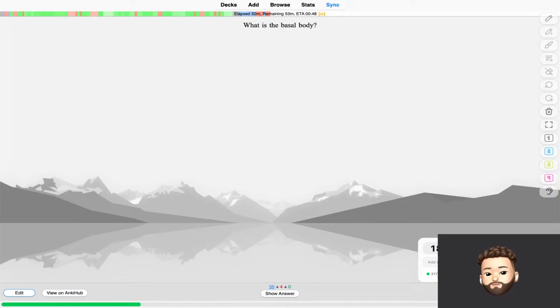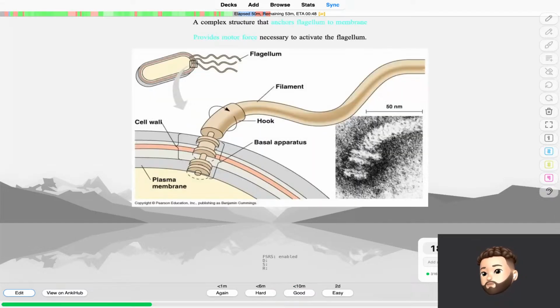Not tightly enclosed. What am I talking about? Oh wait, this is a different question. I'm talking about the basement membrane. Oh my god. The basal body is the part of the flagella or cilia that basically holds it to the cell. Complex structure that anchors the flagellum to the membrane. Yeah.